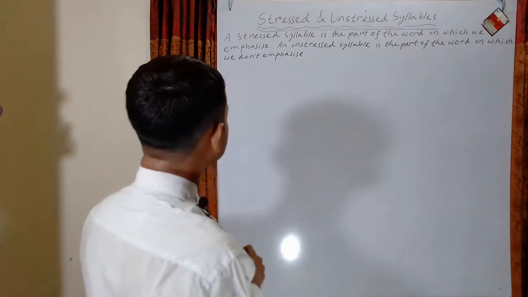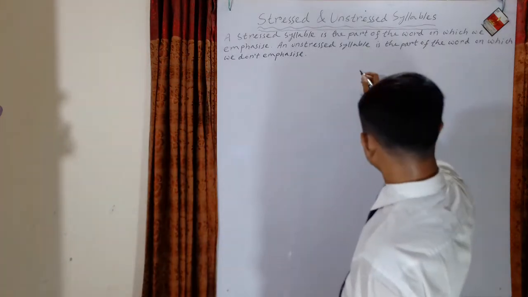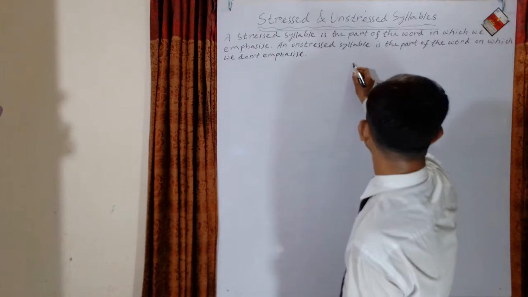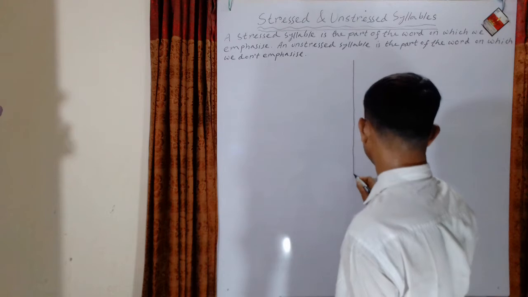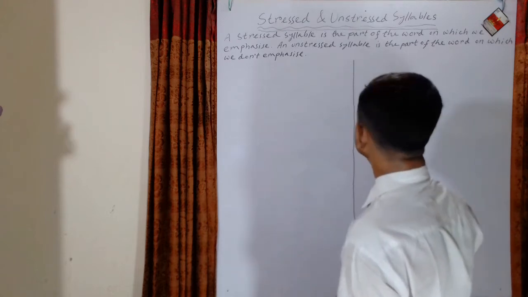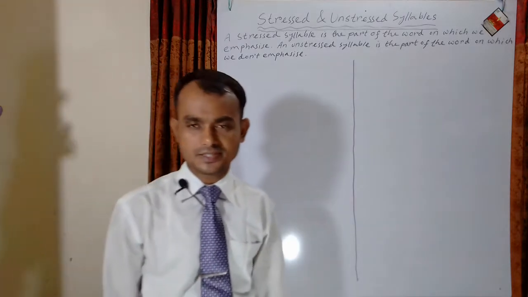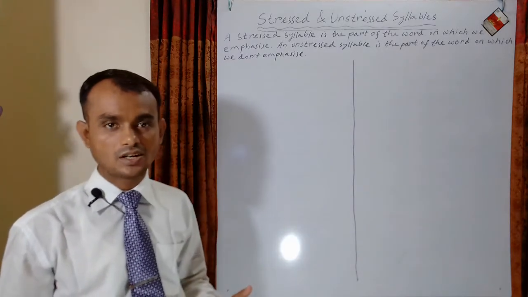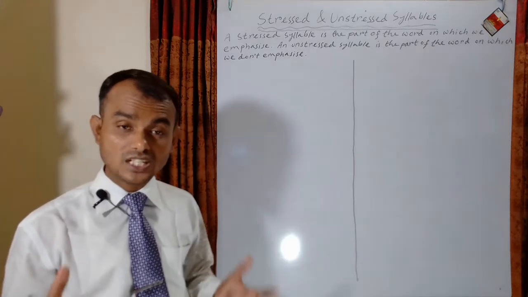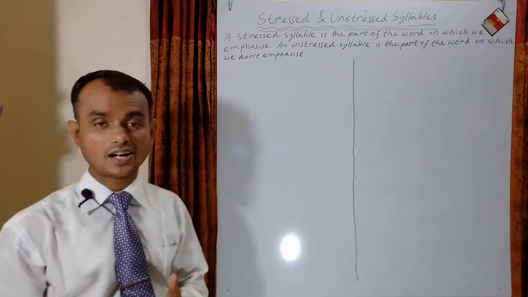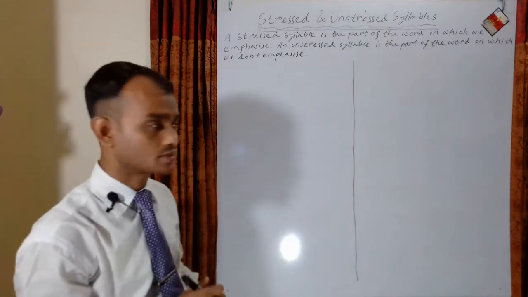I'm going to give the examples. For this reason, I'd like to divide the board into two parts. I have already divided it into two parts. Dear students, we should follow rules whenever we find that there are two syllables in a word. Whenever we find two syllables in a word, we should follow the following rules.